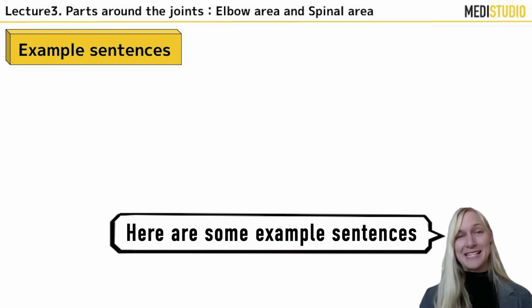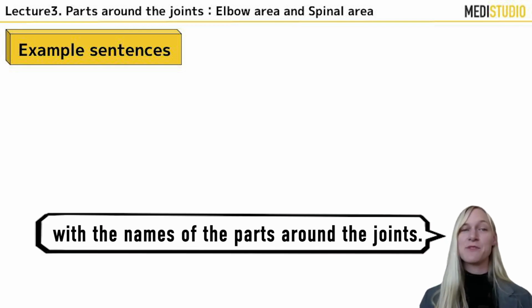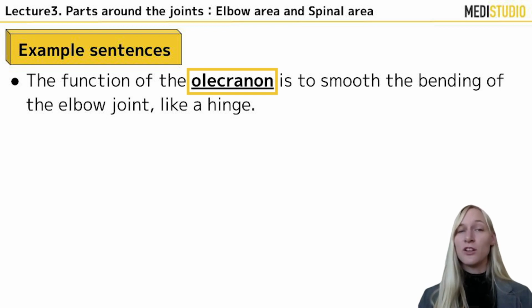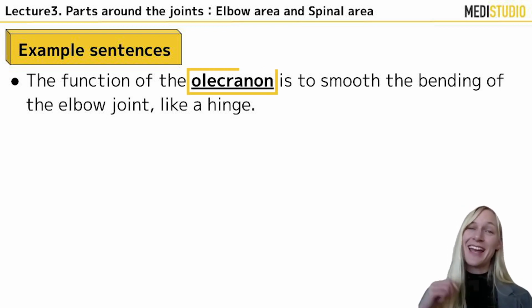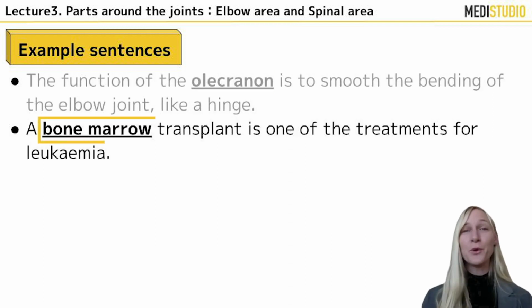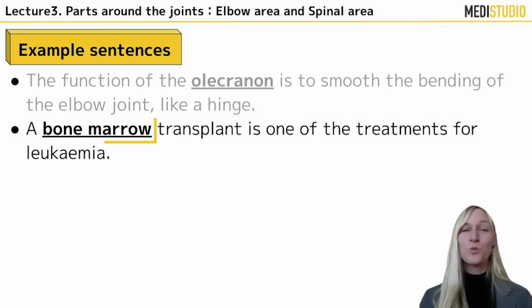Here are some example sentences with the names of the parts around the joints. The function of the olecranon is to smooth the bending of the elbow joint like a hinge. A bone marrow transplant is one of the treatments for leukemia.